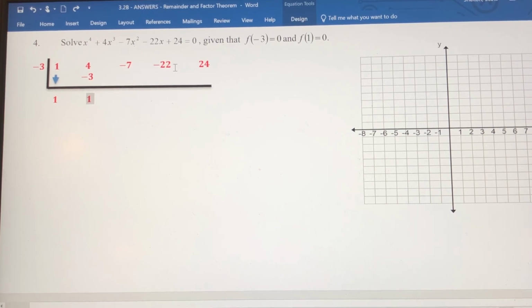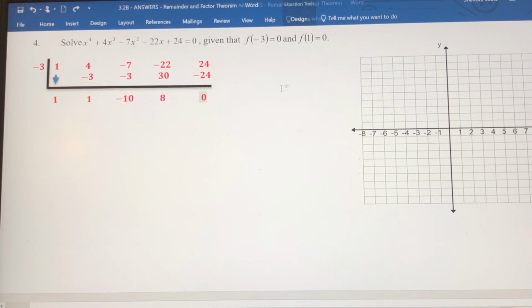Multiply -3 times 1, we get -3. Add these two together, we get -10. -3 times -10 is +30. Add those together, we get 8. And multiply -3 times 8, and we get -24.